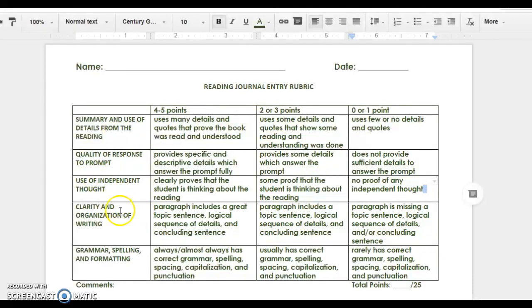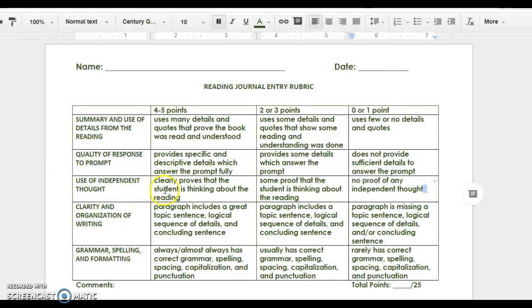The first 4 components are really about what you think about what you've read. And as we've discussed before, if you're not thinking, then you're really not reading. So we have to have the summary and use of details from the reading. We did that. We used many details. Again, quotes will come later. We've proven that we understood the story. The quality of the response to the prompt, we used specific and descriptive details. We mentioned the character's name. We brought specific events from the story.